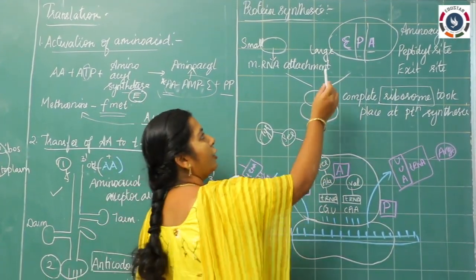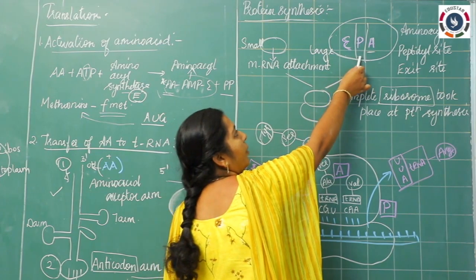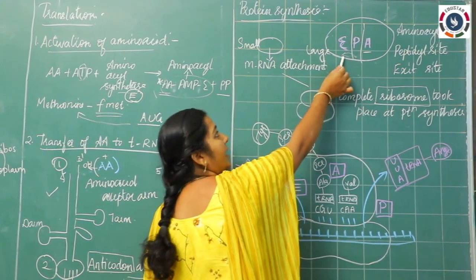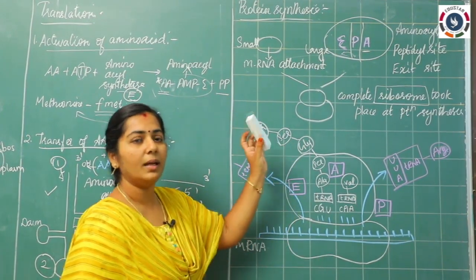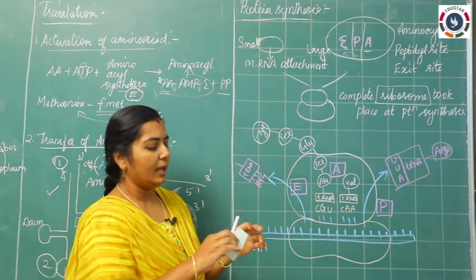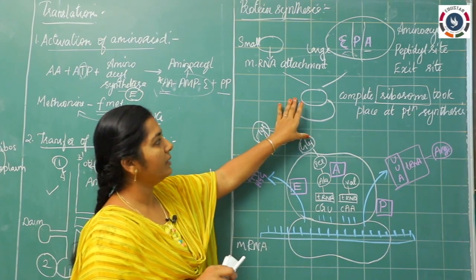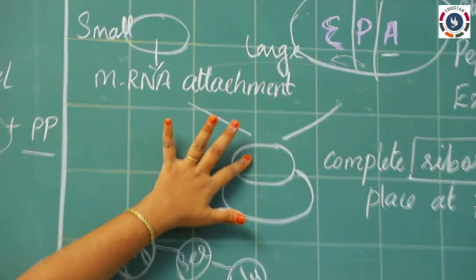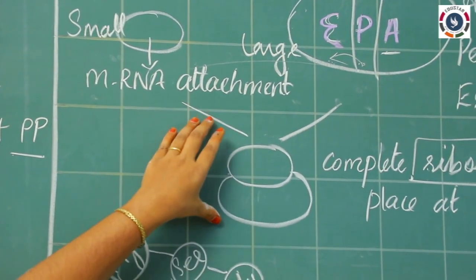Okay, so next is the exit site. After the peptide bond formation, our tRNA will come to the exit region and it will exit outside. This is the basic principle. So see here, only during protein synthesis will our ribosomes unite together. Here the smaller subunit and larger subunit are united together.